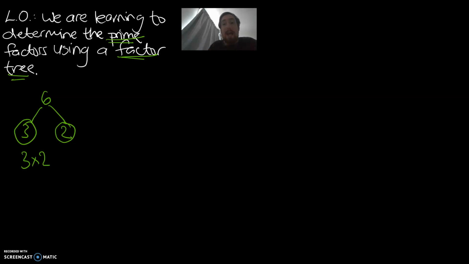Let's look into a slightly different example, and we'll slowly escalate this in difficulty. The next one I want to look at is the number 18. So we've got to think, what two numbers multiply together to get 18? Some of us may have thought 6 and 3. But I'm also going to do it again here, just to demonstrate something. Some of us also may have said 9 and 2.